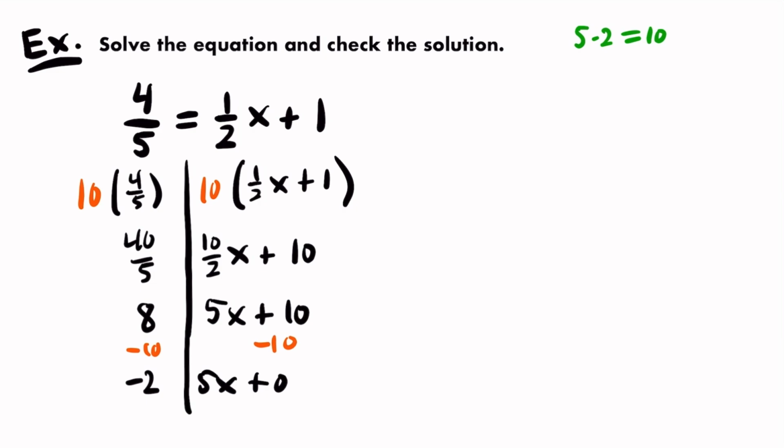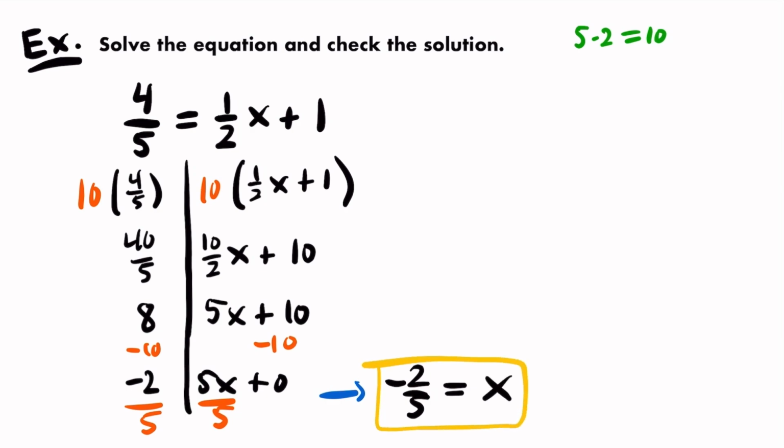Then, to finally solve for x, you want to divide both sides of the equation by the coefficient, which is 5. All right, so dividing both sides of the equation by 5 gives us a final answer of negative 2/5. We can't really reduce that or simplify it in any way. So we have negative 2/5 is equal to 5 divided by 5 times x. 5 divided by 5 is 1. So you have 1 times x, which is x. Okay, so the solution we found here is that x equals negative 2/5.